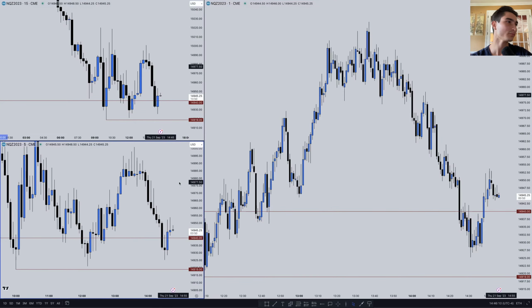So again, looking at this 5-minute chart, I love to see the bodies there, respecting that. So now this candle needs to accelerate lower if we're going to continue going lower on the day. That's what I'd prefer to see.